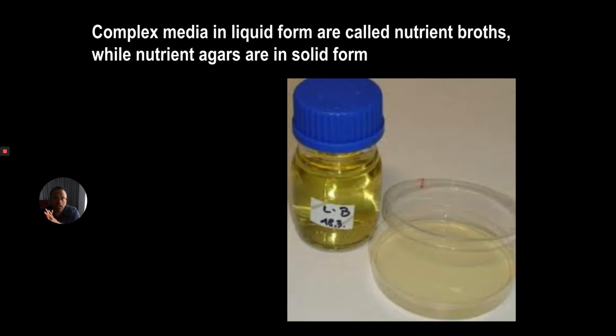Complex media in a liquid form is called a nutrient broth, while a nutrient agar is the solid form. So you would have here Luria broth, LB, and Luria agar, LA, or typically in the microbiome lab at LaGuardia we use TSA or a tryptic soy agar, right, which would be in the plate. And we have TSB, or tryptic soy broth, which is the broth form of the tryptic soy media.